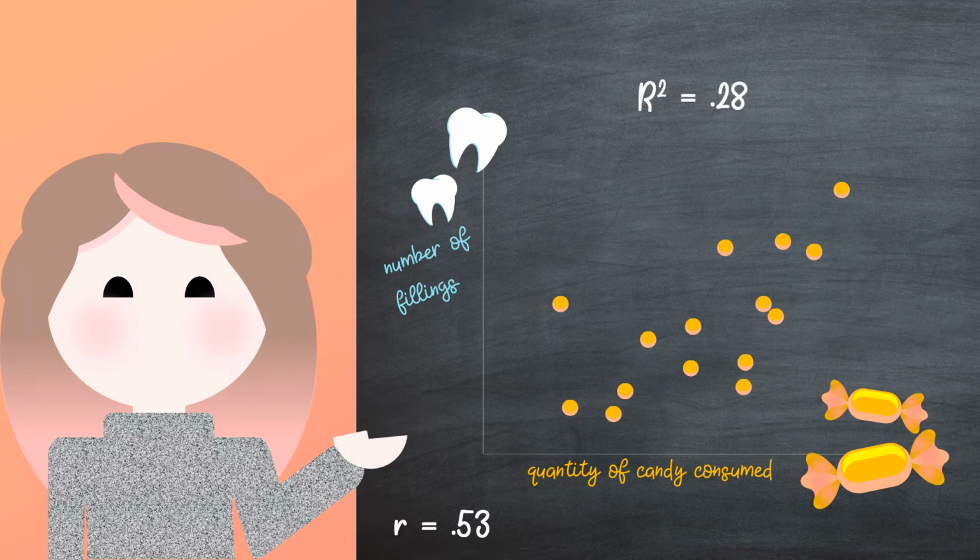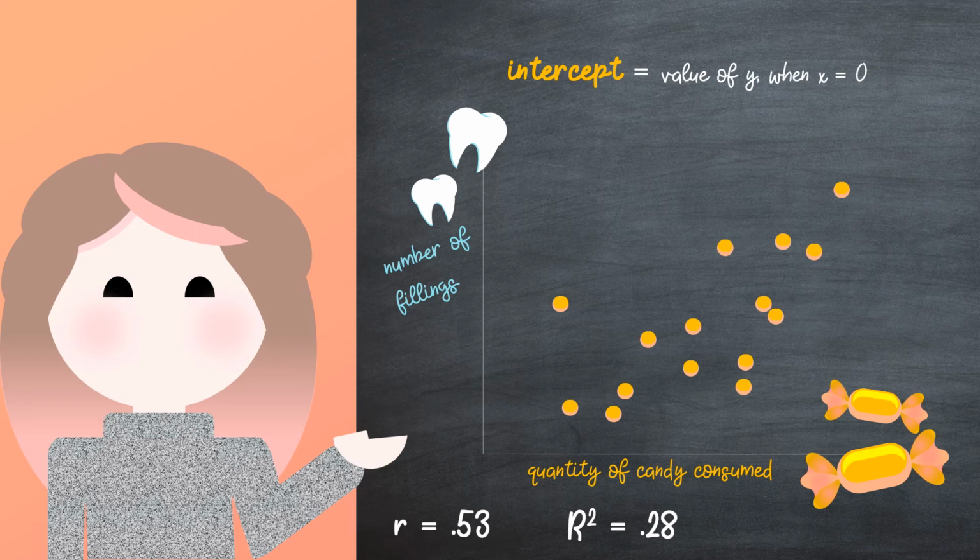So if our R squared value is 0.28, that tells us that 28% of the variability in number of fillings can be associated with candy consumption scores. This leaves 72% of variation that could be attributed to other factors, such as other sugary food and drink, brushing and flossing, or regular visits to the dentist.